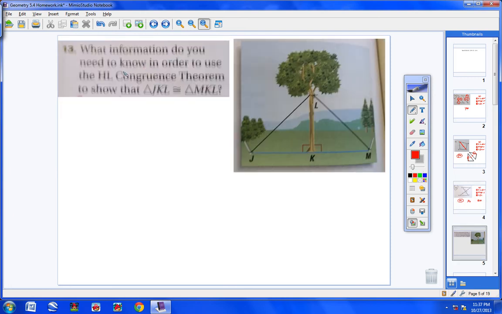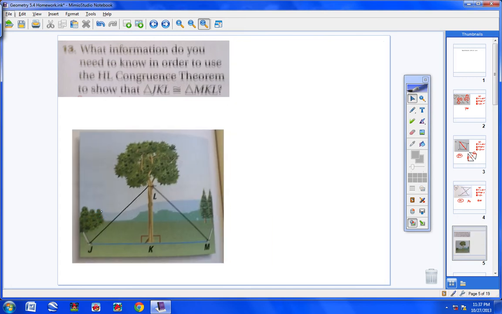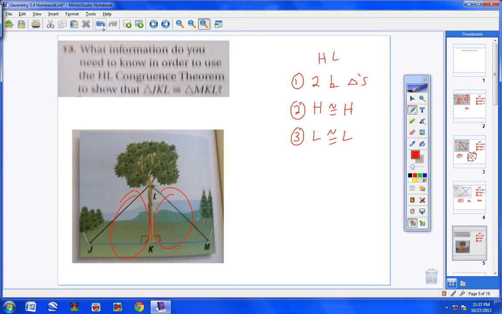What information do you need in order to use the HL congruence theorem to show that these two triangles are congruent? Now, look, let's take a look at what we have. First of all, I'm going to move this down here so I can bring up this right here. Okay, do I have two right triangles? Well, yes, I do. This is a right triangle here, and this is a right triangle here. Do I have a hypotenuse congruent to a hypotenuse? Well, no, I do not. I would have to have this side here congruent to this side here, and I do not have that. So I want to put a check mark here and an X here.